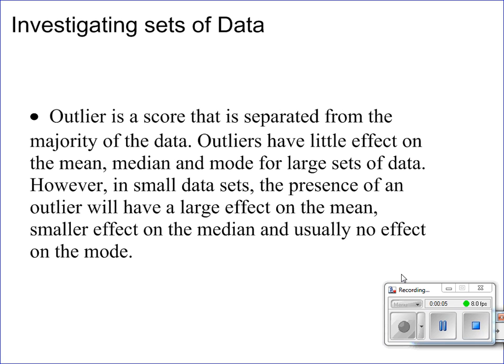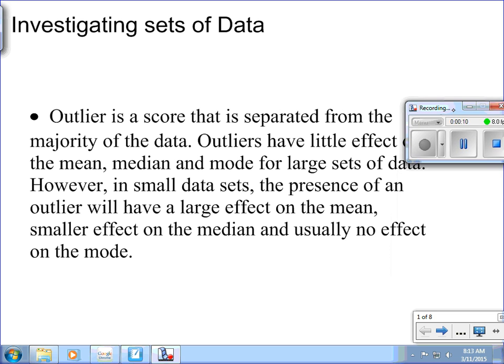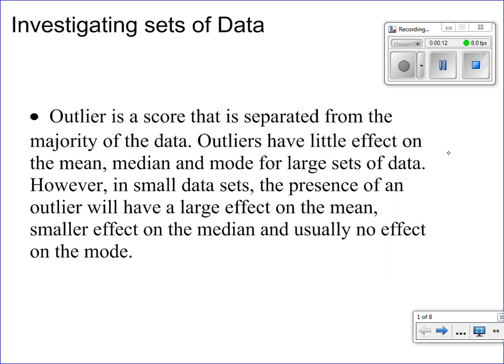So today we're looking at investigating sets data. We're going to look at a couple of things. First one we're going to look at is an outlier. Now an outlier is a score that's way different to everything else. The textbook gives you a definition that an outlier is anything that is more than 1.5 times the interquartile range.